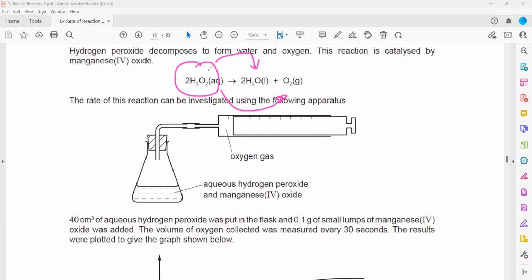So as the concentration decreases, there will be fewer particles, fewer collisions, and a smaller rate. You can mention that. And eventually, all of the hydrogen peroxide, H2O2, is used up, and the reaction will stop. So this was page 12. Here the reaction stopped because hydrogen peroxide was used up.